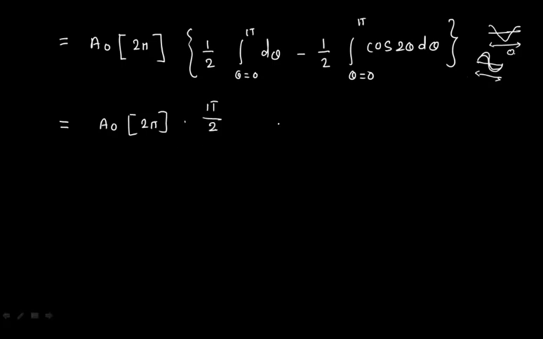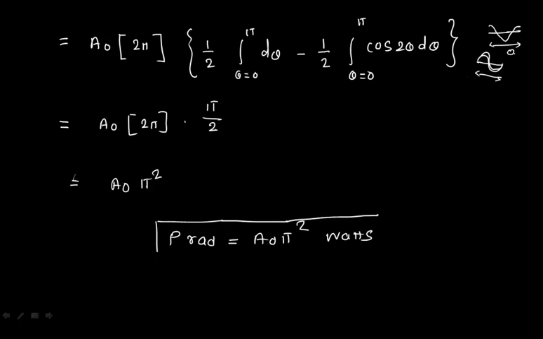So I can write again further this particular equation will be a0 pi square. 2 will get cancelled. So I can write my P radiated is equal to a0 pi square, and as this is the power, the unit will be watt. So I have got the radiated power. So if density is given, how you can calculate the radiated power, that I have given, because you simply integrate it.